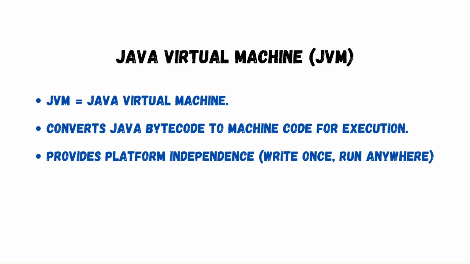What is JVM? JVM is the Java virtual machine. Java uses a special approach called the JVM. Instead of compiling directly to machine code, Java first compiles into bytecode. This bytecode can run on any OS that has a JVM installed. That's why Java is called write once, run anywhere. If you write a Java program on Windows, you can run it on Linux without any changes.